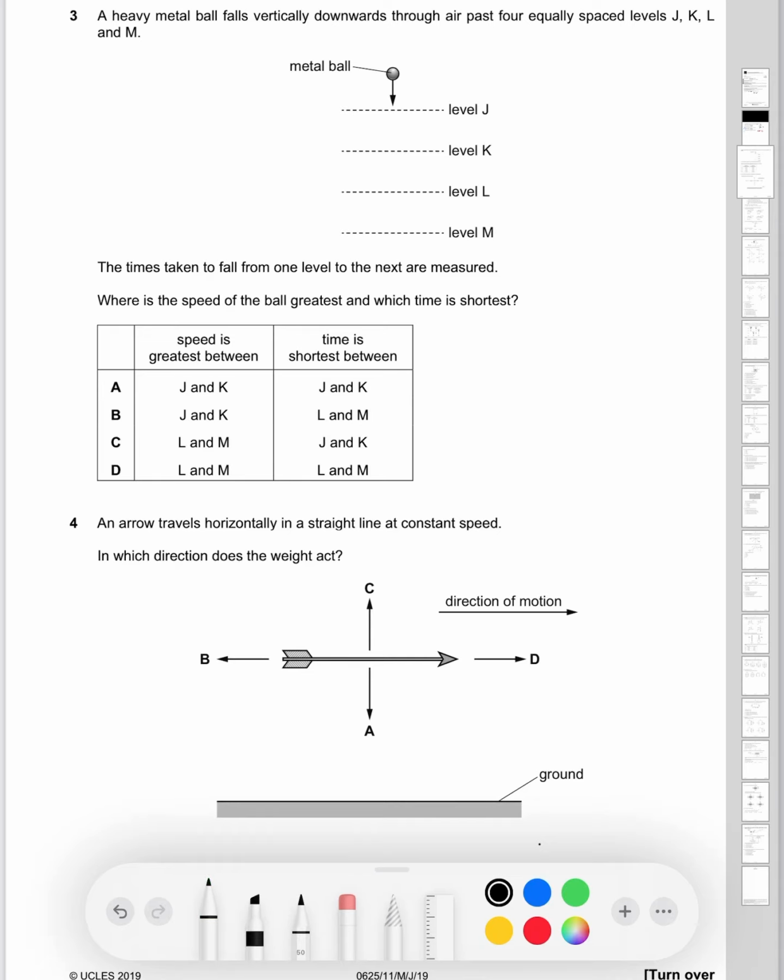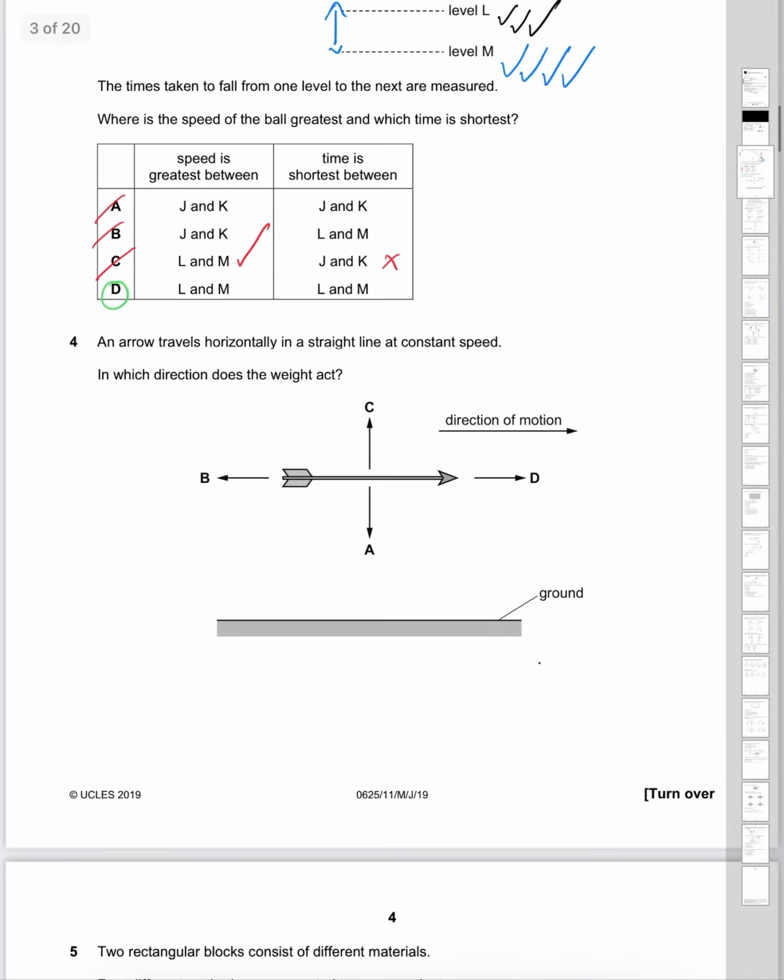Now, when objects are freely falling downwards, we know that as they go down, their speed increases, right? So the speed of the ball at level J would be high, but it would be higher at K. It would be even higher at L, and it would be the highest at level M. Which would mean that if it's passing between L and M, it would take the shortest amount of time and it has the highest speed. That would rule out choice A and B. C says it's the greatest between L and M, which is correct, but it says the time is shortest between J and K, which is wrong. So that only leaves us with choice D.